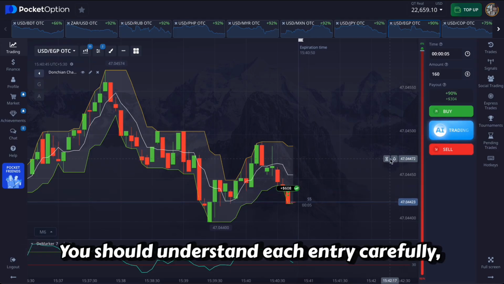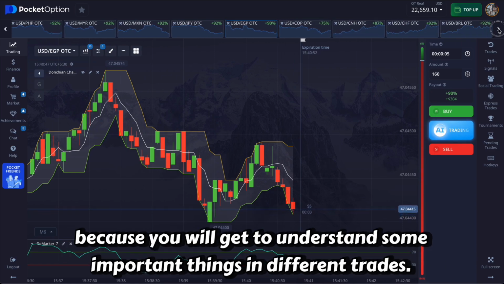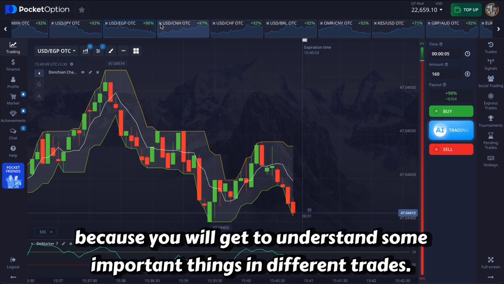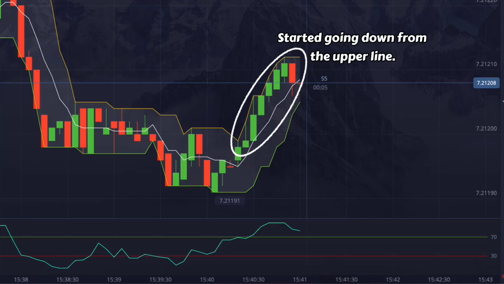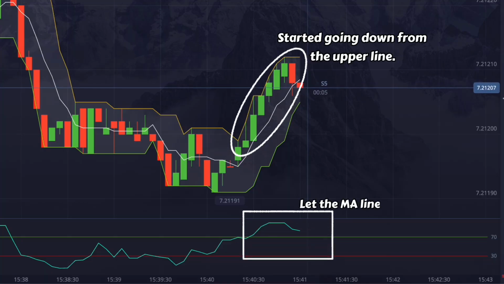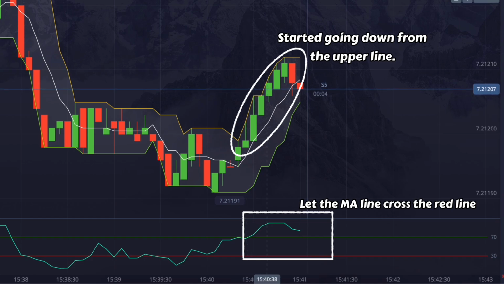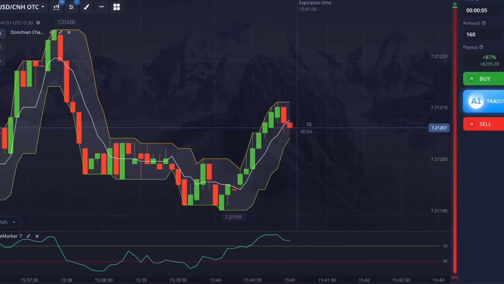You should understand each entry carefully, because you will get to understand some important things in different trades. So here also the market is now moving downwards from the upper line of the Donchian channel. So when this MA line crosses this green line in the downward direction, then we will place an entry in the downward direction.